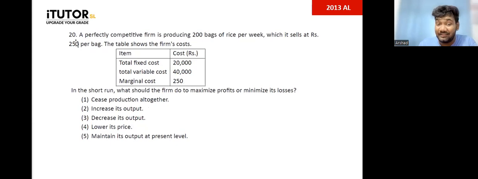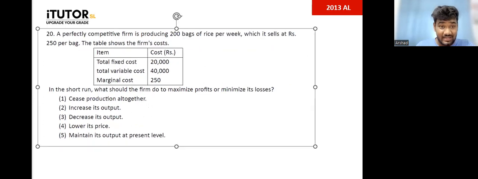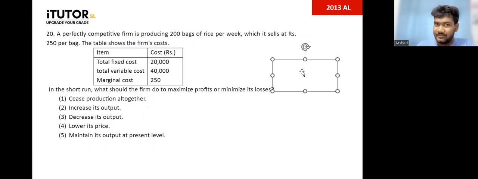Okay. A perfectly competitive firm is producing 200 bags of rice per week, which it sells at 250 per bag. The table shows the firm's fixed cost, variable cost, and marginal cost. In the short run, what should the firm do to maximize its profits or minimize its losses? This one, guys, I want you all to remember very carefully. If they give you a question about what the firm should do to maximize its profits or minimize its losses, there are certain conditions that you have to check.